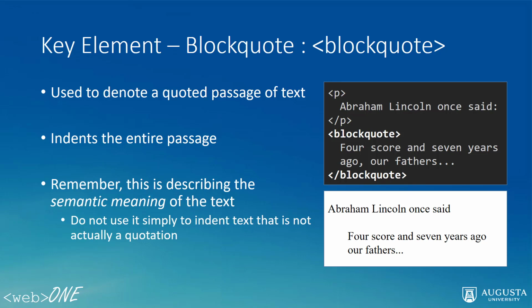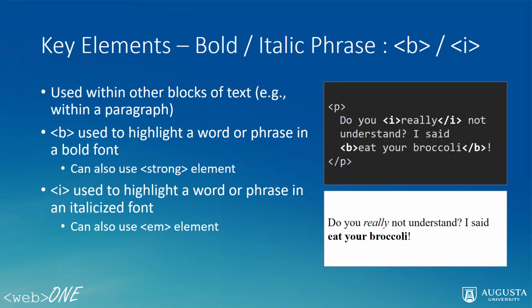According to the semantic meaning of this element, we use this tag to represent a quoted passage of text, nothing else. If you want to emphasize a phrase in the text, you can wrap the phrase in a B or in an I tag. We use B tags to bold a text, and we use I tags to italicize the text.